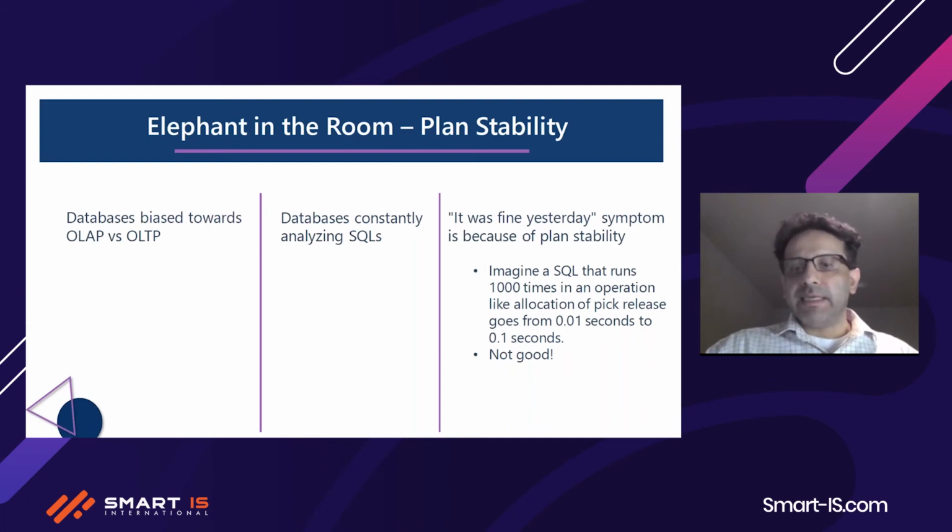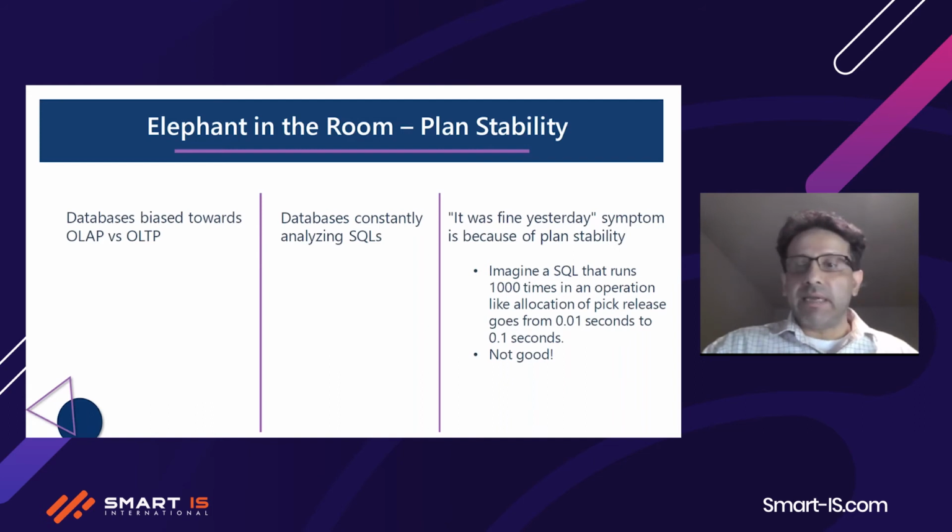What happens is that imagine something like allocation, pick release, and any of those operations. They execute a lot of SQL statements within them, right? So move inventory alone would have several hundred statements in that sub-second use case. Allocation same way, pick release same way. So what databases today are trying to do is constantly see, can I do it better? Can I do it better?